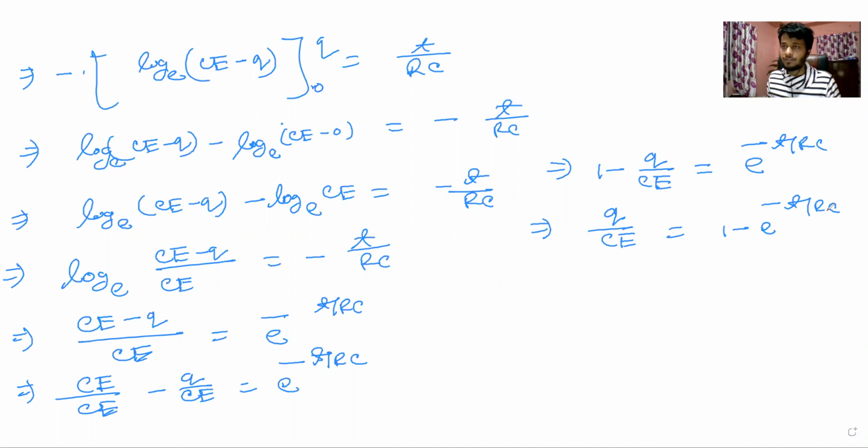Okay, do you have any confusion? Just take this part to the left side and take this part to the right side. This will be equal to this. Okay, 1 minus e to the power minus t by rc equals to Q by C. Fine. Okay, so we can write Q equals to CE times 1 minus e to the power minus t upon rc, isn't it?